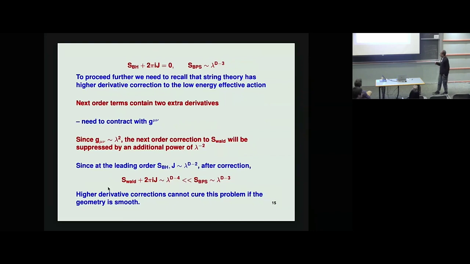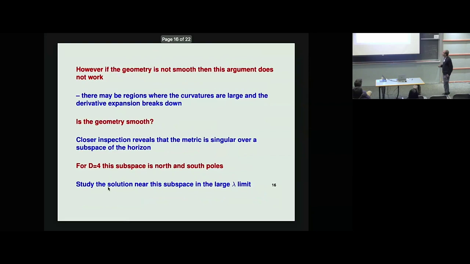Okay, so the conclusion from here is that higher derivative corrections cannot cure this problem if the geometry is smooth. So the only hope is that somehow the geometry is not smooth. So the idea is that we go back to the geometry and see if it is smooth or not. If the geometry is not smooth, then the argument doesn't work, because there may be regions where the curvatures are large and the derivative expansion breaks down. So you cannot just treat this in derivative expansion. So one can ask, is the geometry smooth?